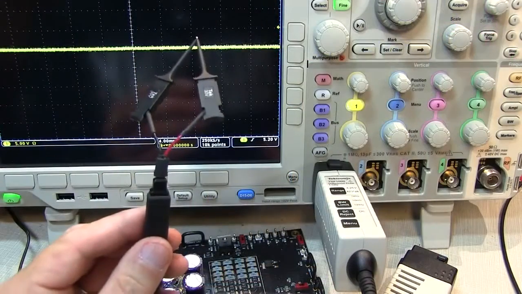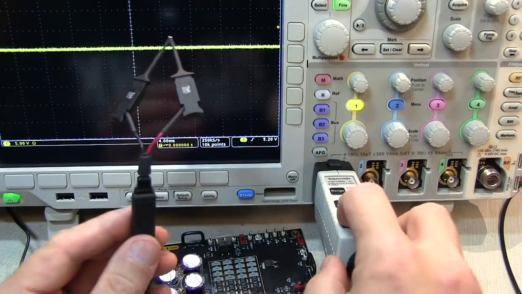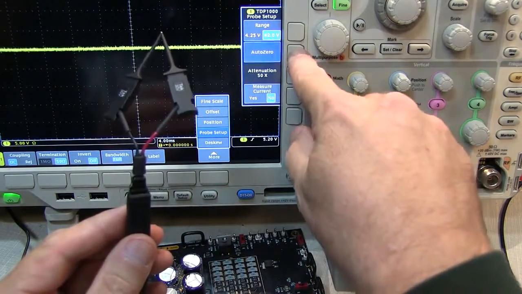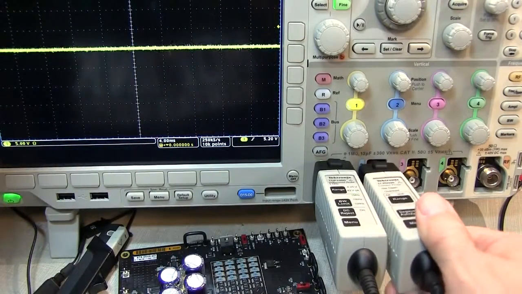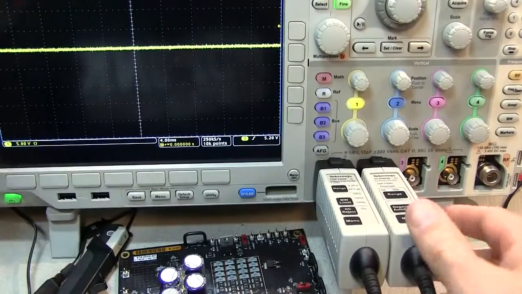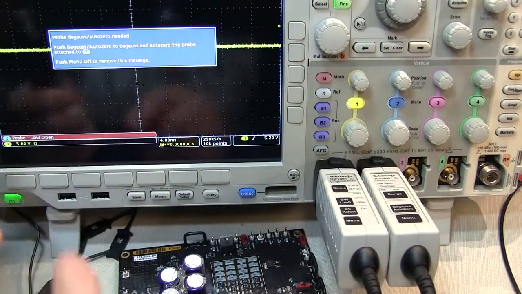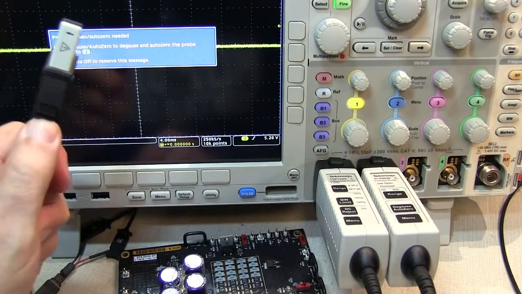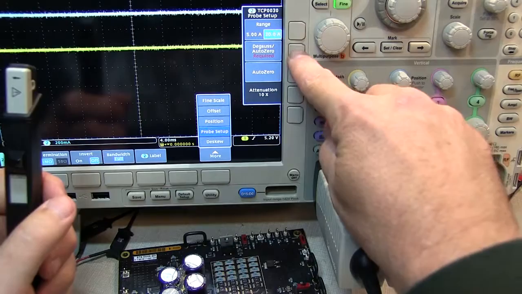The first is to auto-zero the differential probe. Short the two leads together, bring up the probe menu, and select auto-zero. The next is to properly auto-zero and degauss the current probe. Upon plugging the probe in, you will get a message that tells you to degauss the probe. We'll close the jaws on the probe, bring up the probe menu, and hit the degauss auto-zero.